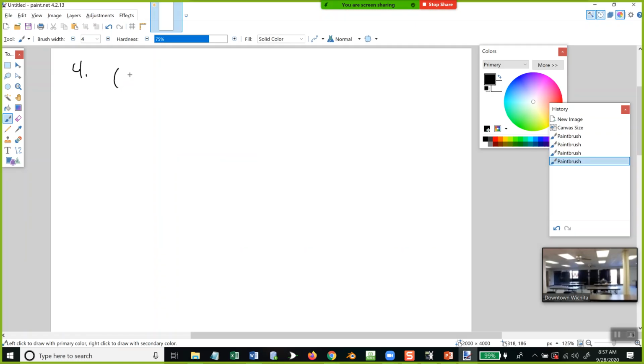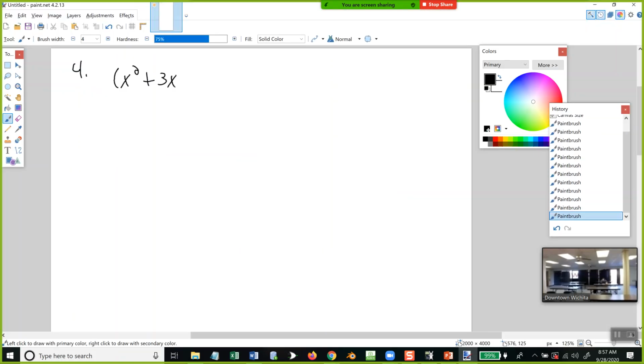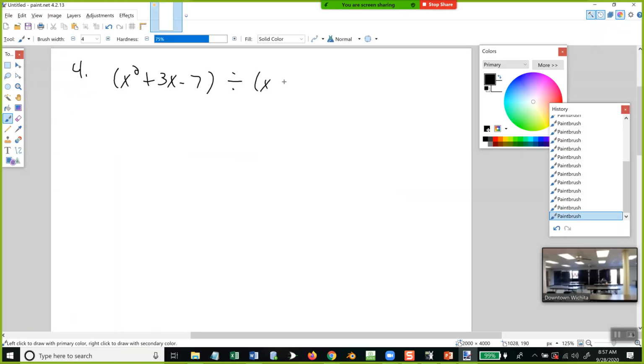Let's see, x squared plus 3x minus 7 divided by x minus 2. So synthetic division. Our first step in synthetic division is you take what you're dividing by, you set it equal to 0. So we take the x minus 2, set it equal to 0, and solve it. And that gives us x equals 2.